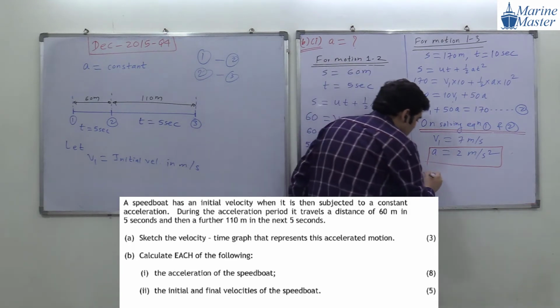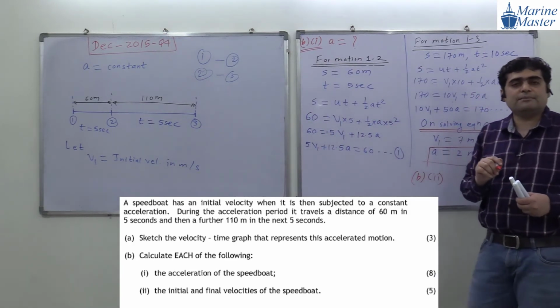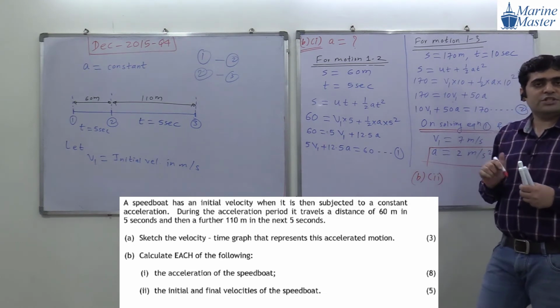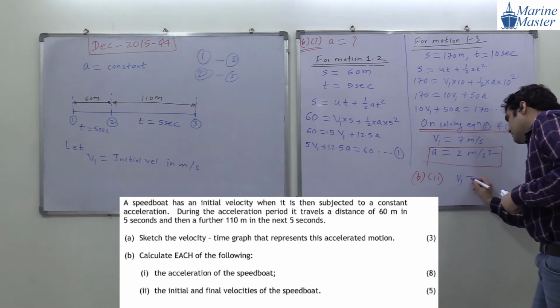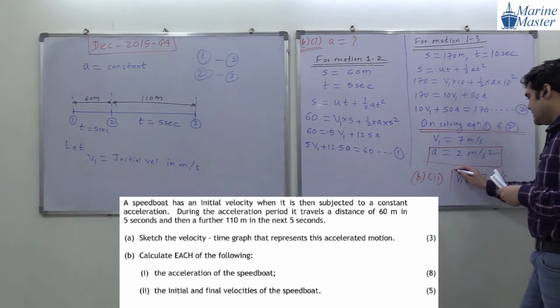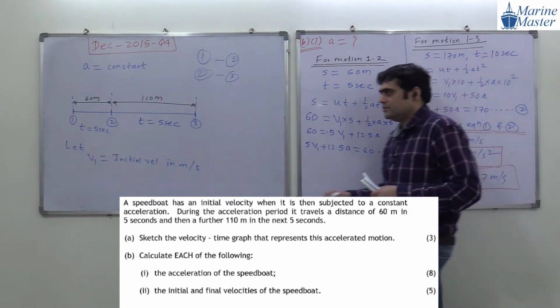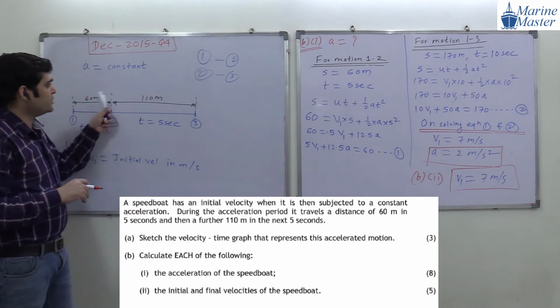And in B's second part, they are asking us initial velocity and final velocity. So here we got V1, so V1 is our initial velocity, and that is 7 meter per second. Okay, guys, does anyone have any doubt in this discussion? Please observe the things here, everyone.